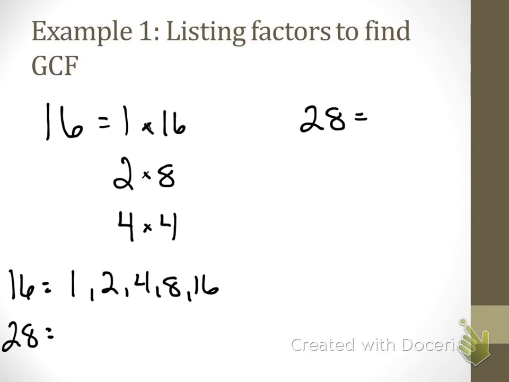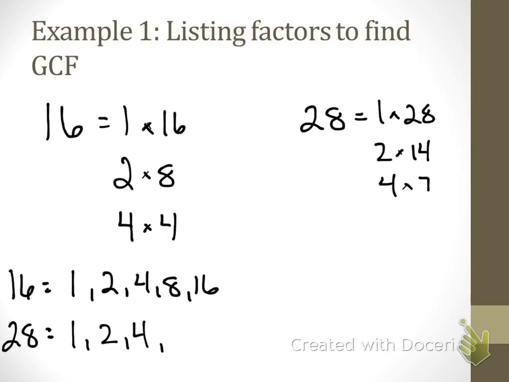Now let's do the same thing for 28. I want you to go ahead and write out the groups of numbers that can be multiplied together to give me 28. So for 28, 1 and 28, 2 and 14, and 4 and 7. Now we list them out, okay?